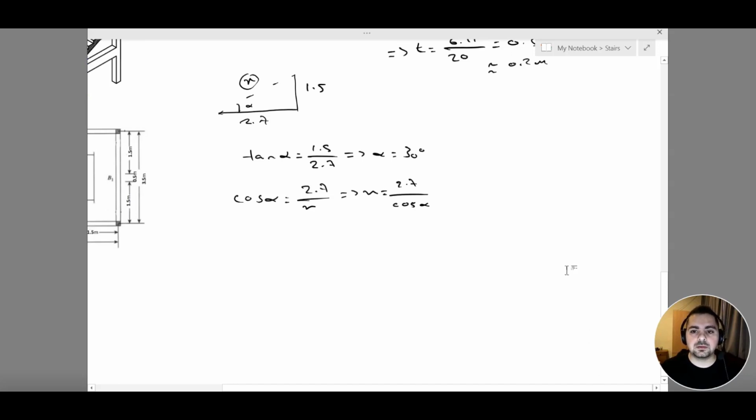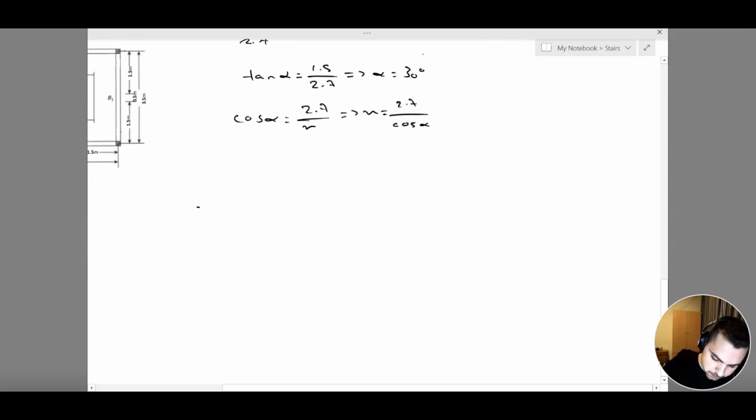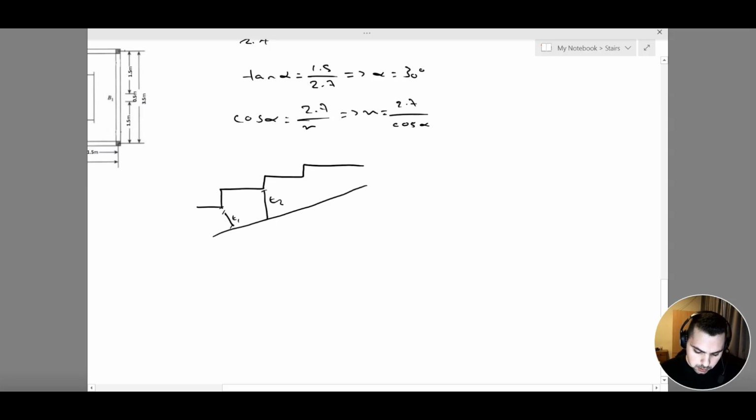Now we need to know about this thickness here. Which thickness did we just find? If we draw our staircase, something like this, we have this thickness here, which is T1, and we have another thickness here, which is T2. We know that the concrete within my step or within my stairs will play a role in the flexural capacity of my stairs.